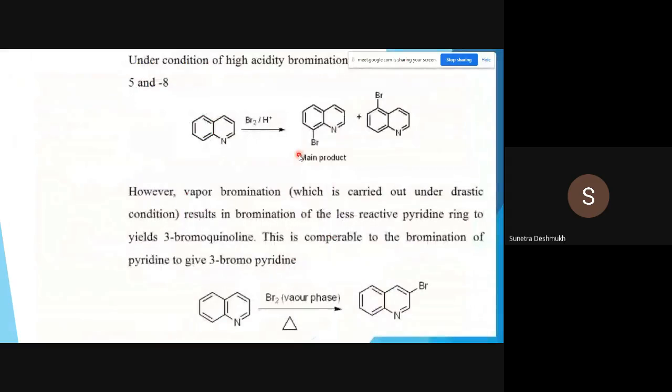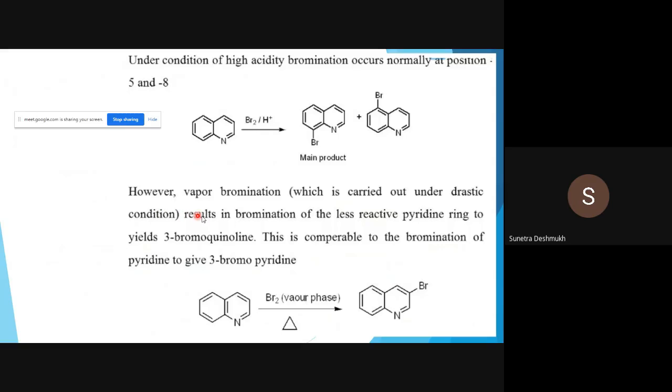Next reaction, bromination, electrophilic. Under conditions of high acidity, bromination occurs normally at positions 5 and 8. The main product is 8-bromoquinoline. When we conduct bromination in the presence of strong acidic conditions, H plus is important over here. So the main product is 8-bromoquinoline, and the minor product is 5-bromoquinoline.